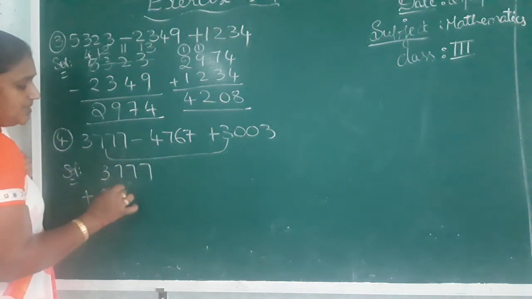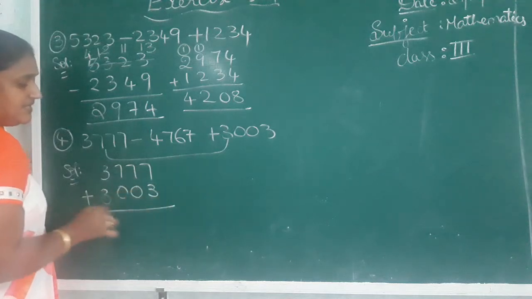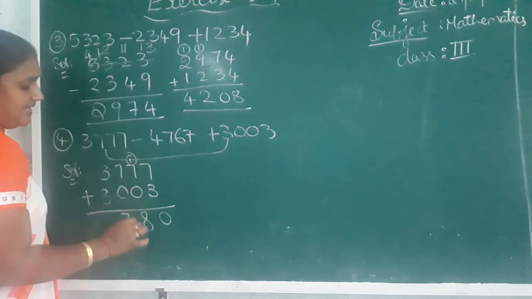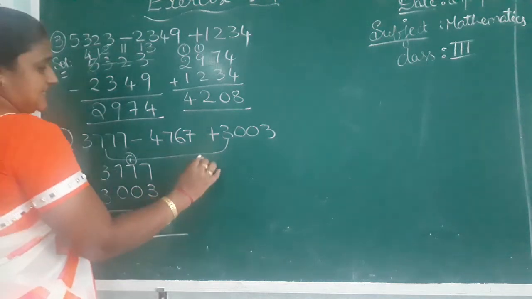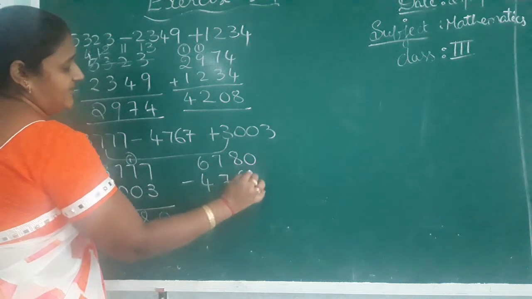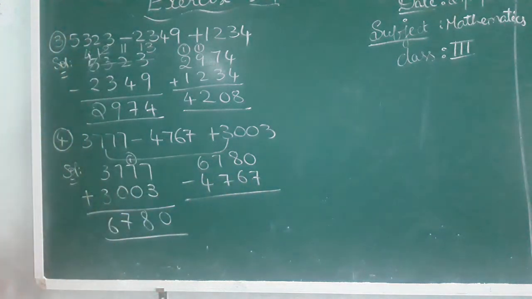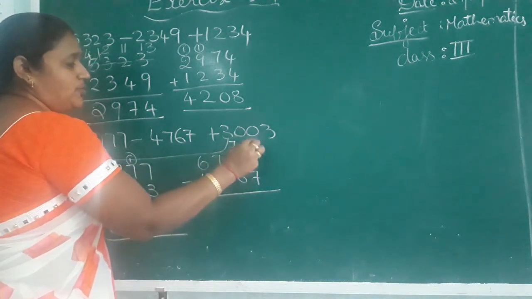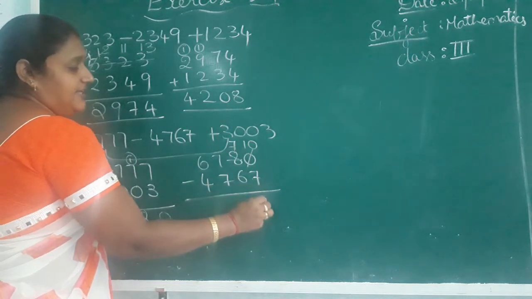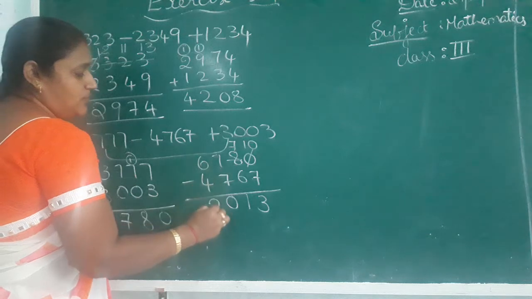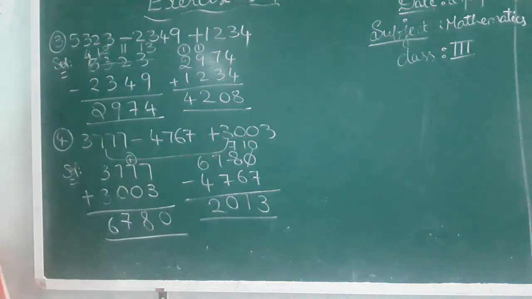3777 plus 3003. 7 plus 3, 10. 7 plus 1, 8. 7, 3 plus 3, 6. This 6,780 minus 4,767. Okay, 0 minus 7, not possible. So borrow from the number before. If you borrow, it becomes 7. Now it is 10 plus 0, 10. 10 minus 7, 3. 7 minus 6, 1. 7 minus 7, 0. 6 minus 4, 2. Like that you have to solve.